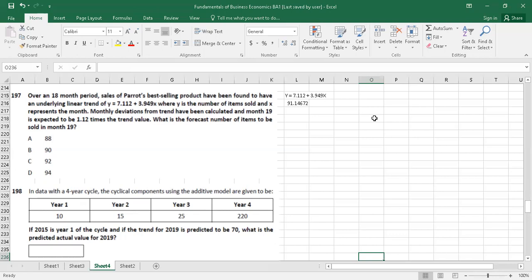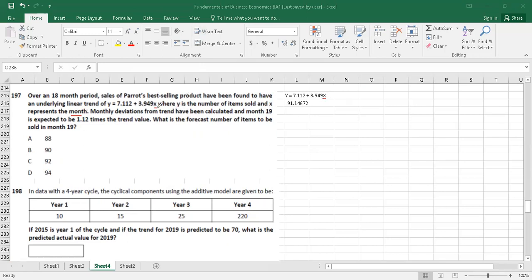The equation, underlying linear trend of y, is equal to 7.112 plus 3.949 into x, where y is the number of items sold and x represents the month. See the variable x here in this equation, it represents the month. Monthly deviations from trend have been calculated and month 19 is expected to be 1.12 times the trend value.